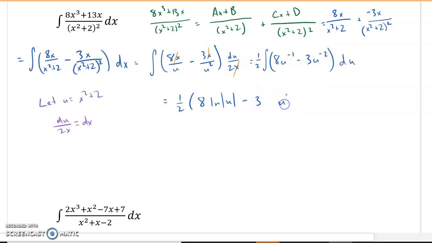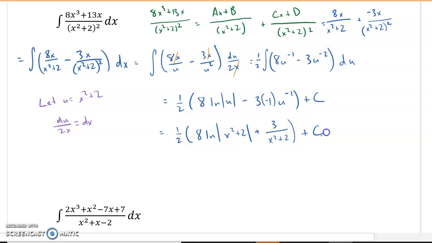So the negative 2 adds 1 to it to get negative 1, and then we divide by our new exponent, negative 1. And we've integrated, and now we can sub back. We've got 8 natural log the absolute value of u, which is x squared plus 2, minus a negative, so plus 3 over x squared plus 2. And if you feel like distributing the 1/2, that's perfectly fine. Then you'd get 4 here, and you'd have a factor of 2 in the denominator. Whatever.